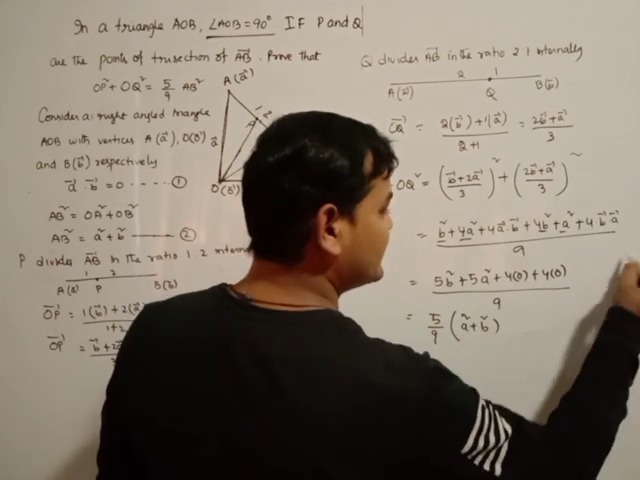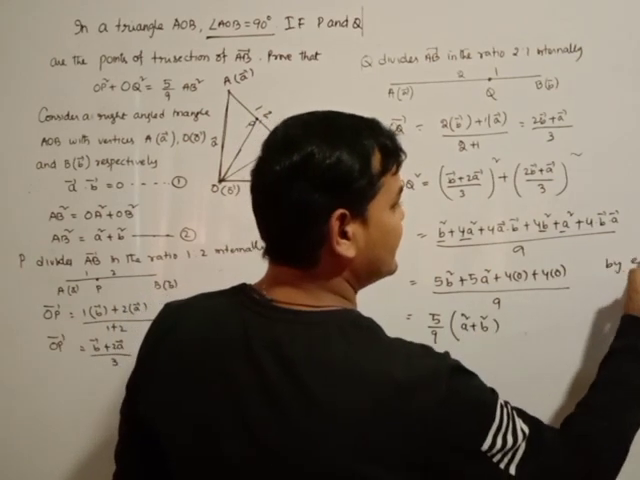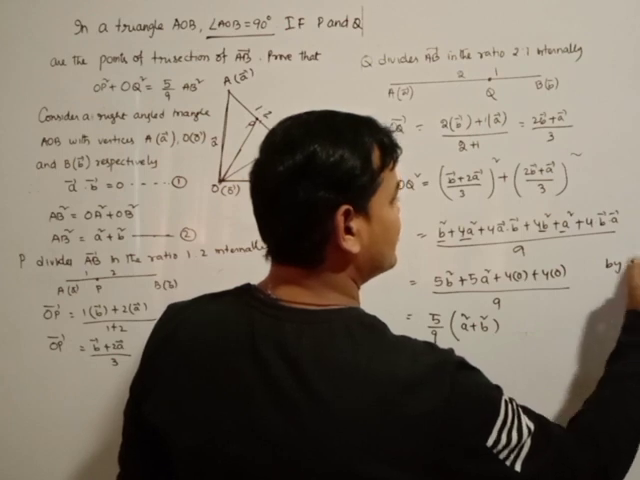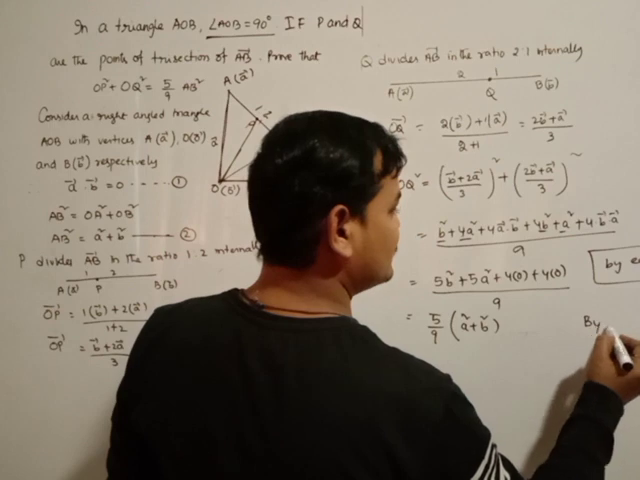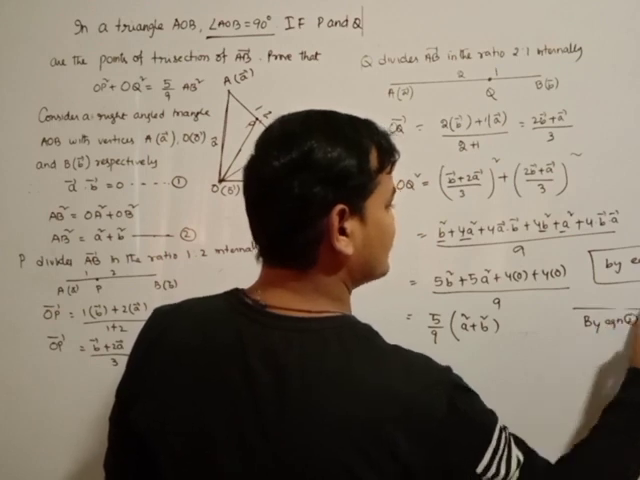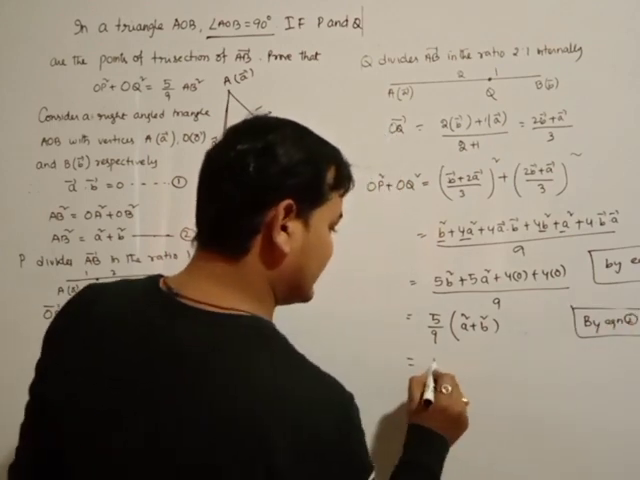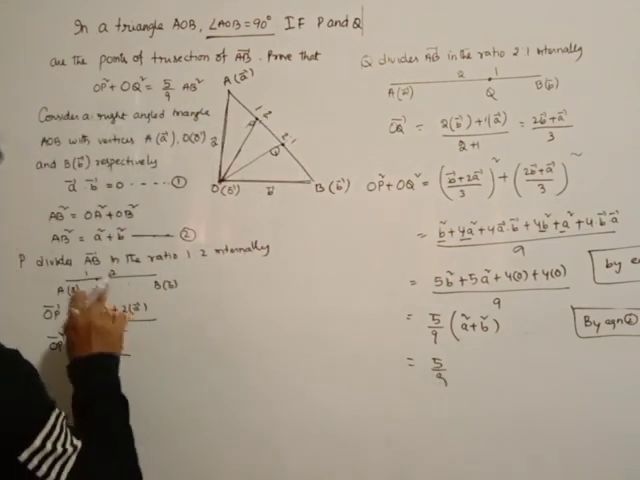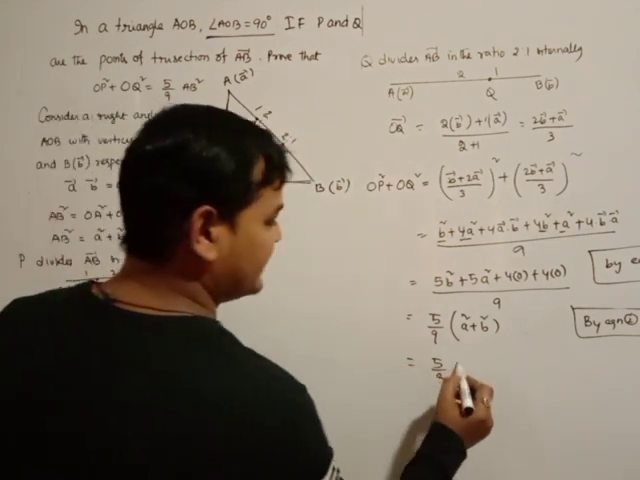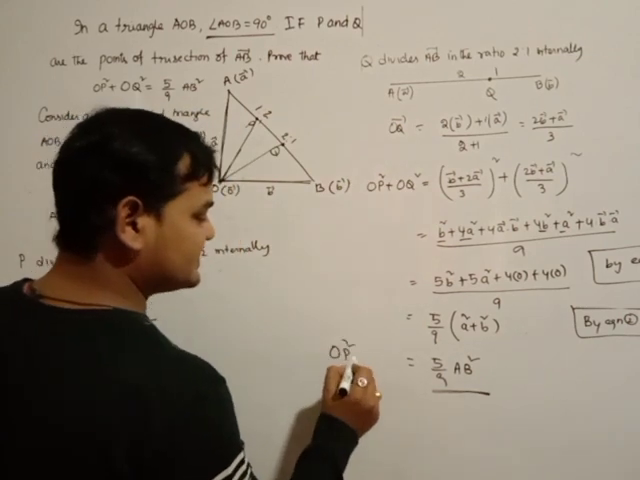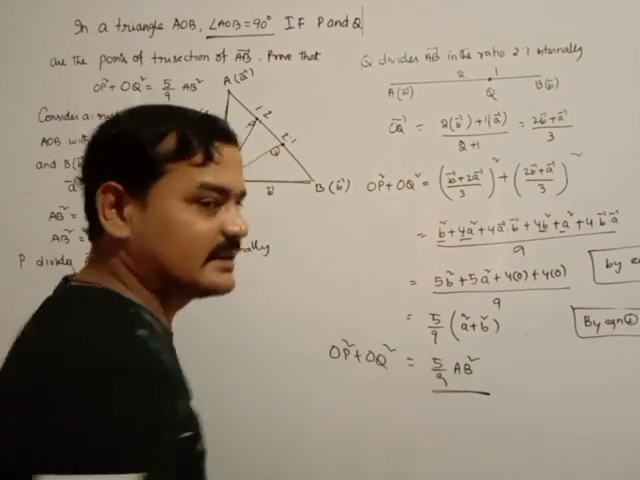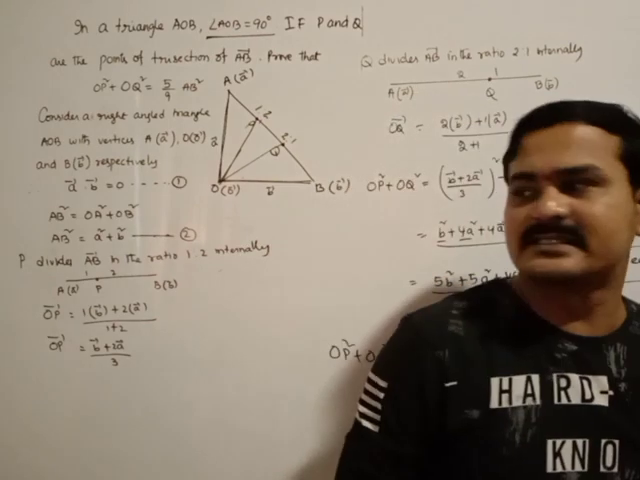By equation 1, and here by equation 2, what we get is 5 by 9 into A square plus B square, whose value is AB square. This is the theorem, very important and the easiest theorem in this exercise. Completely, totally, this theorem is the easiest one.